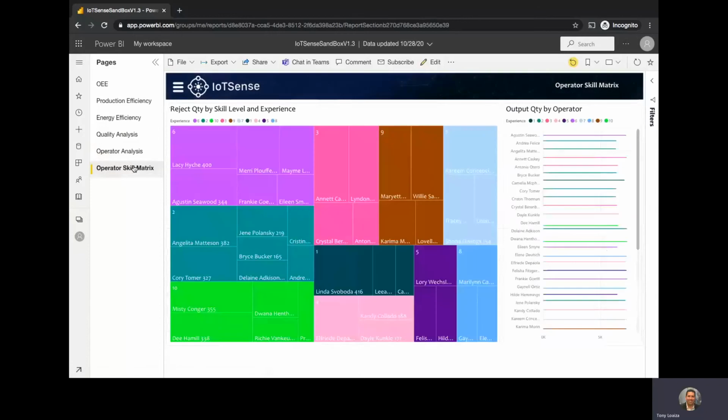And then we can even go one step deeper, and we had a customer ask us to do this type of graph where we could show the output quantity by operator and even do a skill level analysis, where we could start to match operators to certain machines and certain operations and certain shifts based on their skill level, experience, and rejection numbers. So you could best use each of those different individuals within your organization.